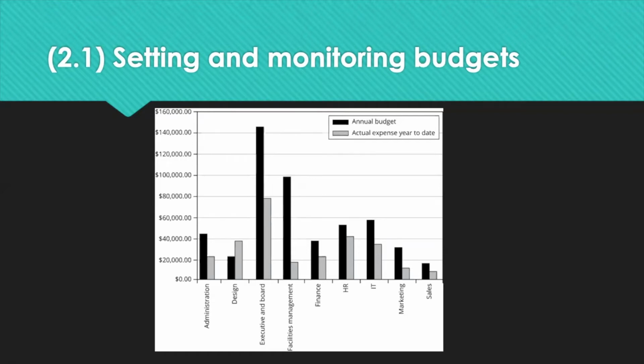Let's have a look at the graph on the screen. Which department has overspent their budget?